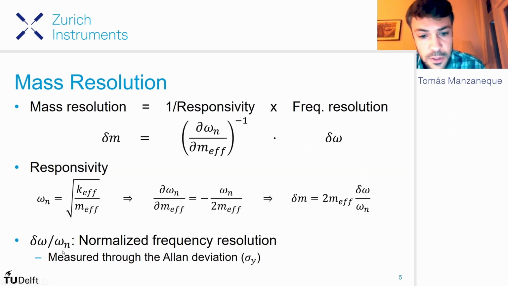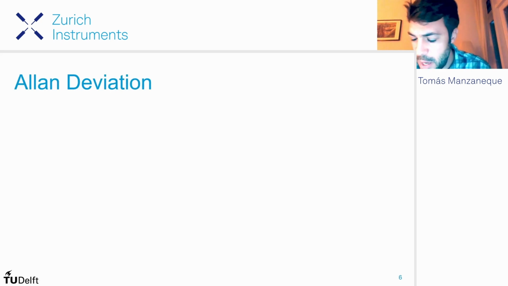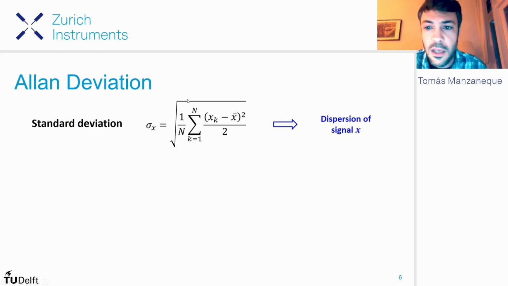To characterize, or actually to measure this normalized frequency resolution, we use the Allan deviation, which is a statistical tool. And let me introduce what that is. What is the Allan deviation? So imagine you have, in principle, any variable, any normal variable. If you want to see what is the dispersion of it, you use the standard deviation, which just takes each point in a data series and compares it to the average and squares this difference, and then it calculates the average of all these differences. And this gives you a measurement of the dispersion of that signal.